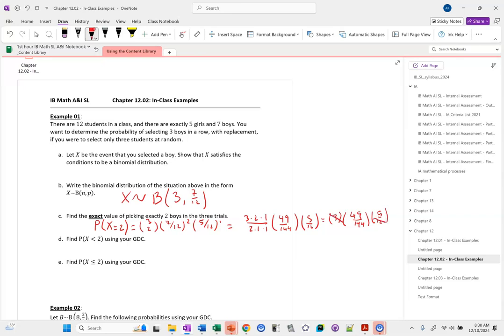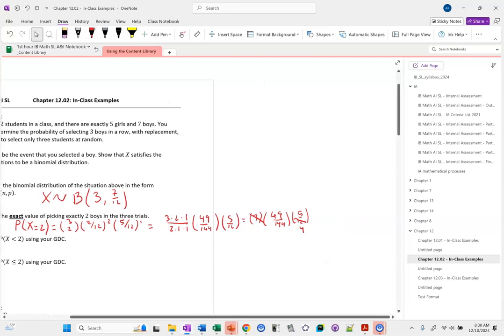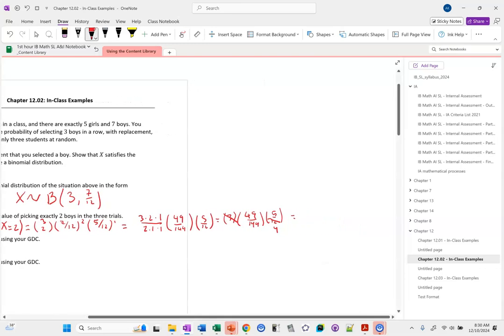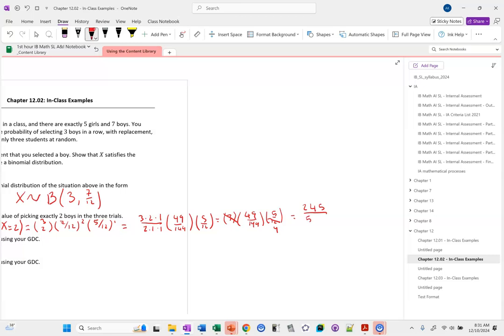I'll do that. So 49 times 5 is 245. And then 4 times 144 is going to be 5, and then 560, and then plus 76. Yeah, sure.